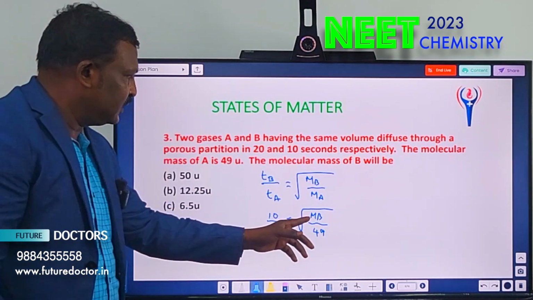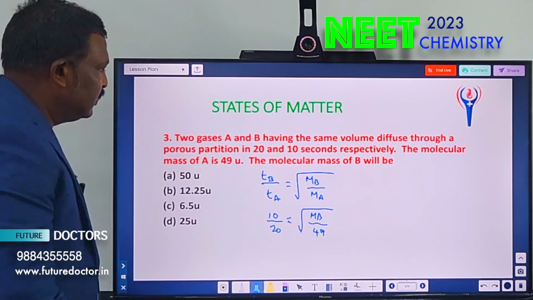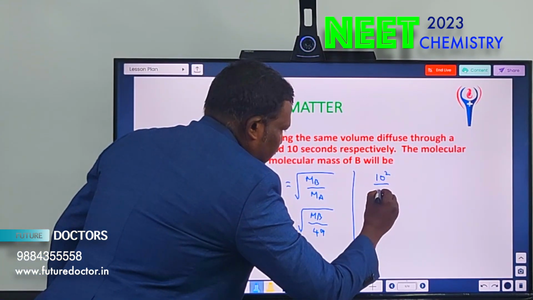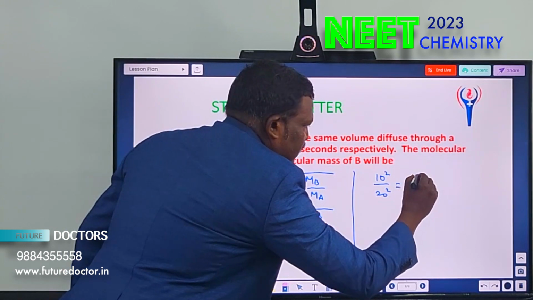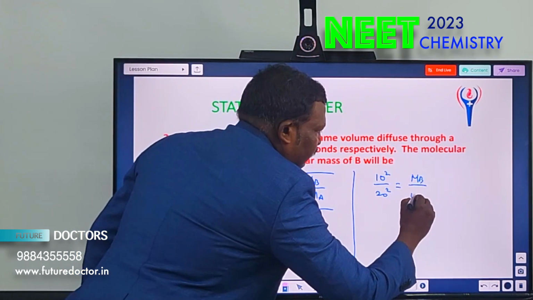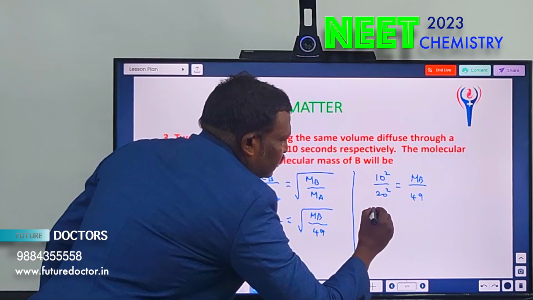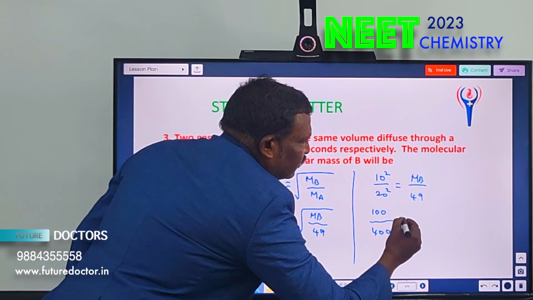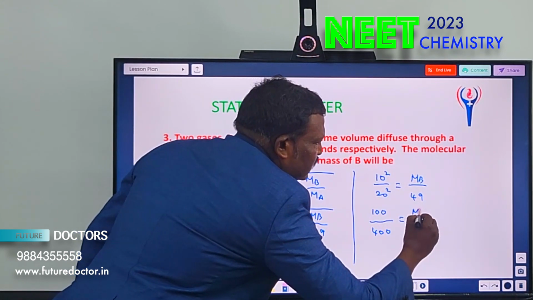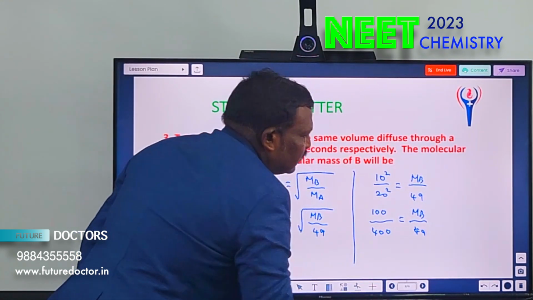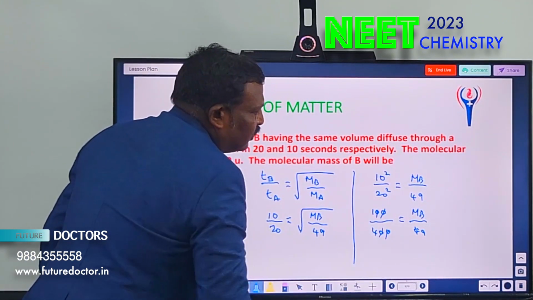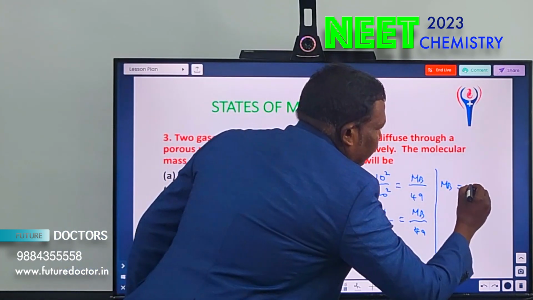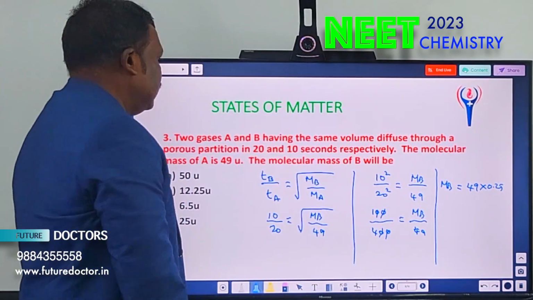Understood? If you want to get the molecular mass of B, you take a square on both sides. We get 10 square by 20 square, which is equal to molar mass of B by 49. Then it will be 100 by 400, which is equal to molar mass of B by 49. Now it will be cancelled, 1 by 4. Then molar mass of B is equal to 49 into 0.25.